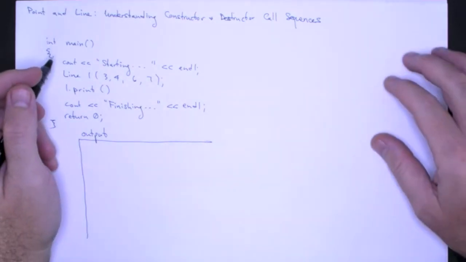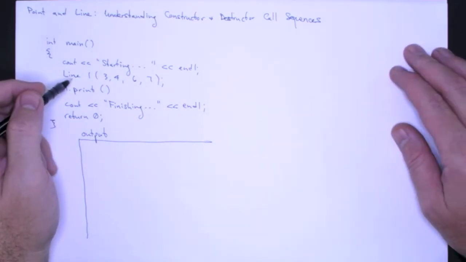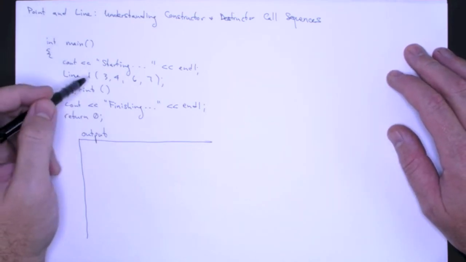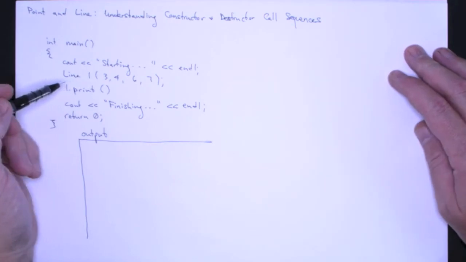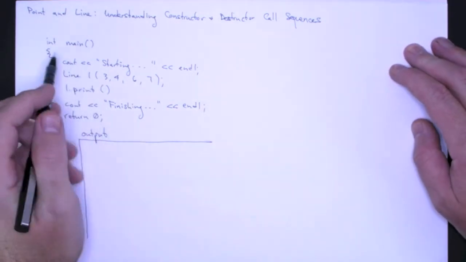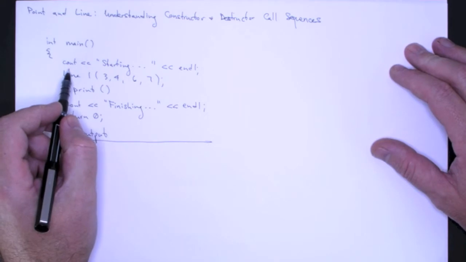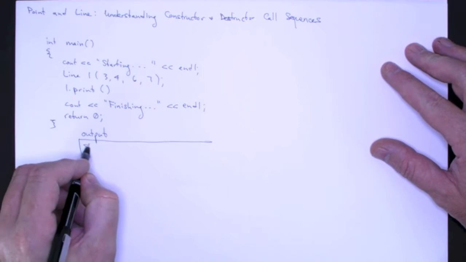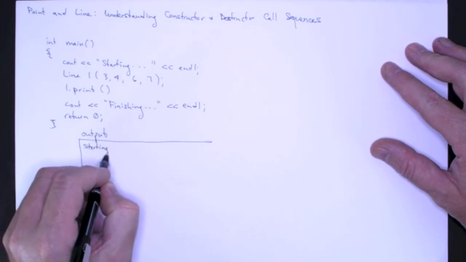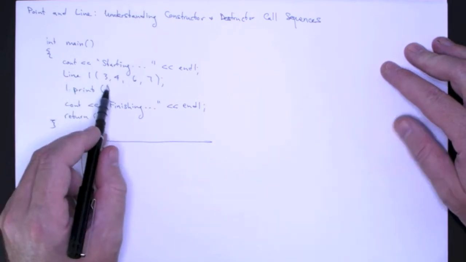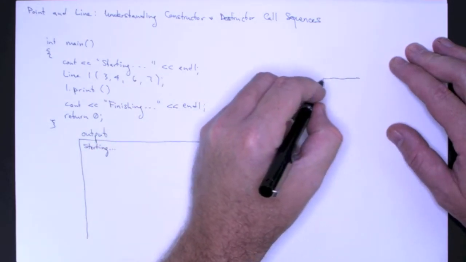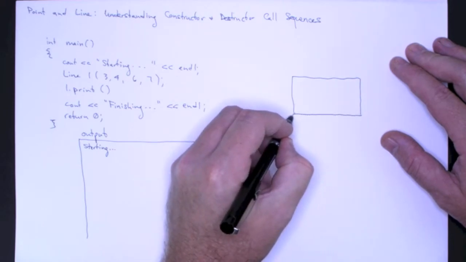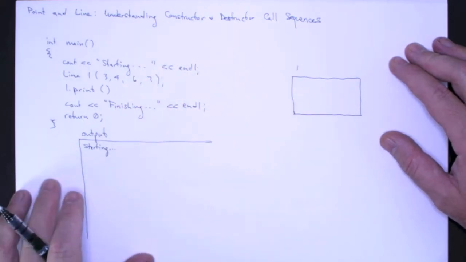Okay, so I want to go through this main function that we just took a look at and explain what's happening in memory. When the program executes, starting in main, the first thing we see is the message "starting." And then we reach the declaration of the line. The runtime environment allocates memory for the line object called L.